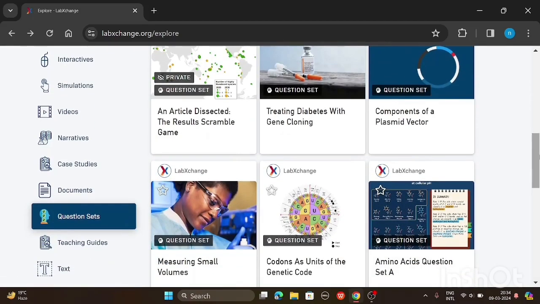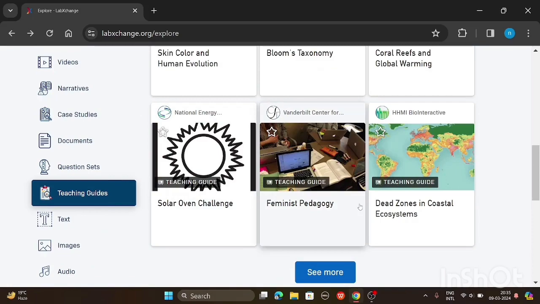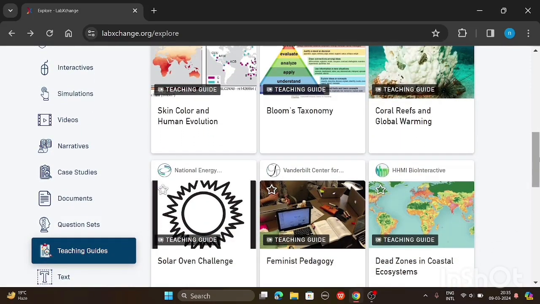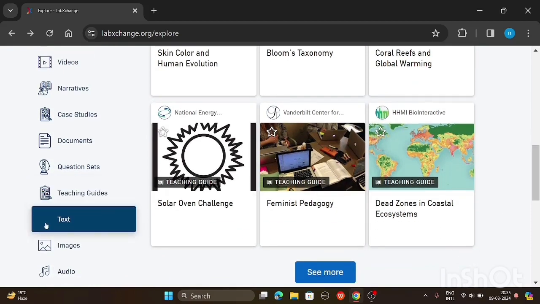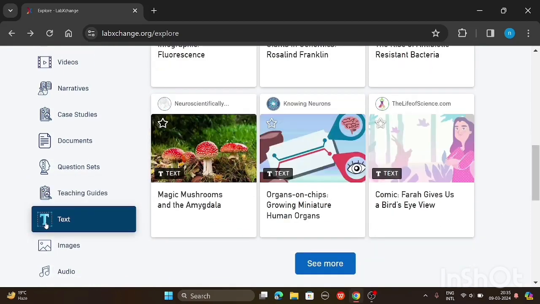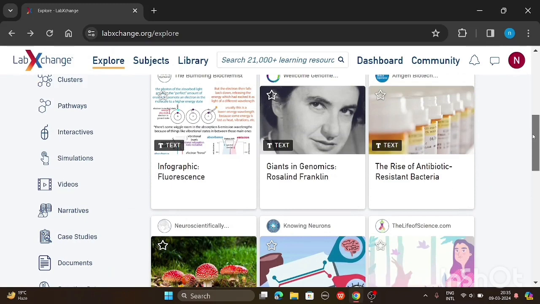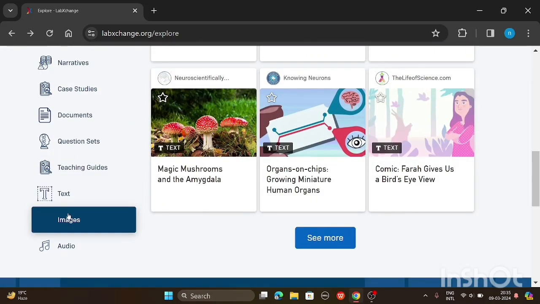These are basically the problem sets, question sets for assessment purposes. And then we have teaching guides. This is basically for the teacher, how to teach, like skin color, human evolution, Bloom's taxonomy, coral reef, and global warming. And then we have texts, documents on things like magic mushroom and amygdala, infographic, fluorescence, Rosalind Franklin.